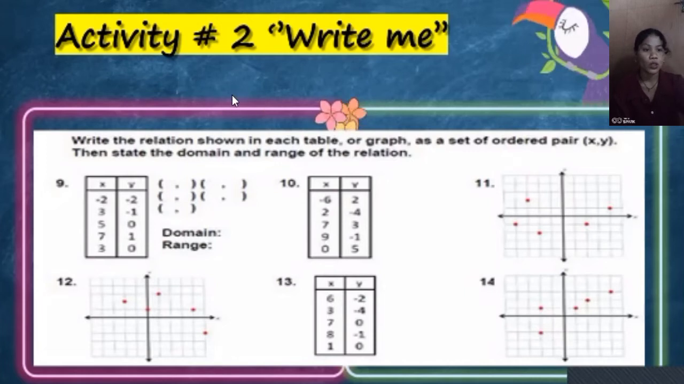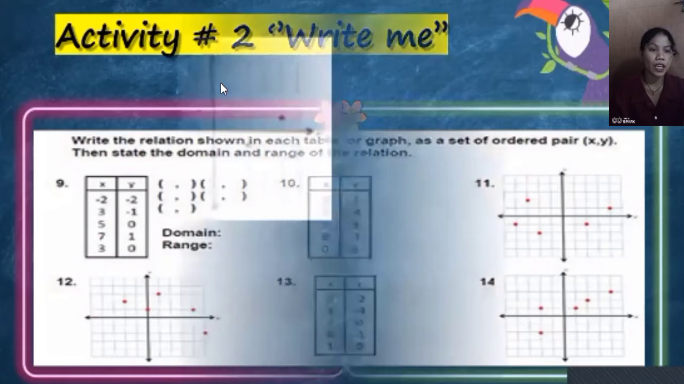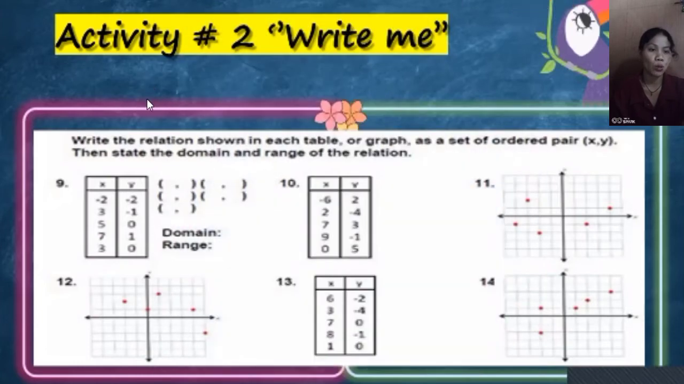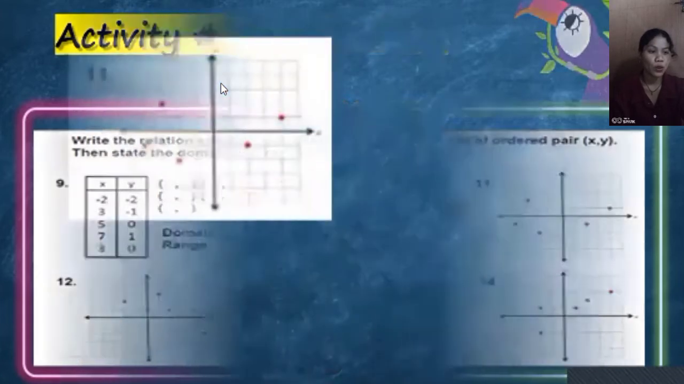This is the domain. The range is 2, negative 4, 3, negative 1, 5. So the set of ordered pairs is negative 6, 2, and 2, 2 and negative 4, 7 and 3, 9 and negative 1, 0 and 5. So for this problem, the graph, all you have to do is find the ordered pairs.